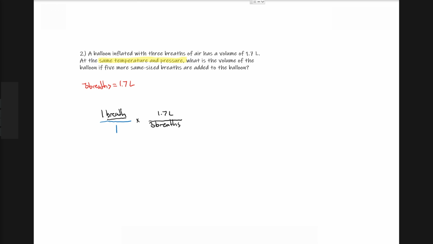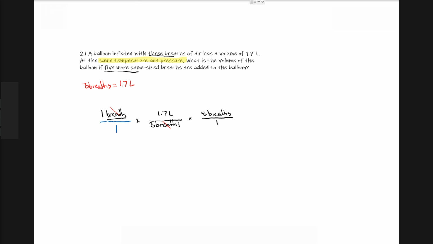Now, using conversion factors, breath will cancel out. And then we go times, and what's it asking for? Let's see. If 5 more same-size breaths are added to the balloon, and it already had 3 breaths. So that's a grand total of 8 breaths, right? 5 plus 3. So times that by 8 breaths, and put that over 1.